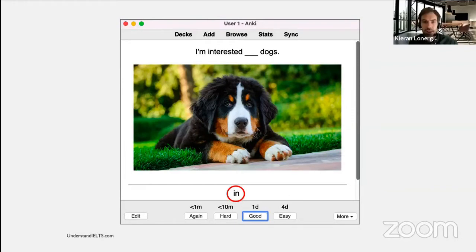If I got that answer correct, I just hit here, good, and Anki will show me that card again in 1 day. As you can see, it says 1D here. And that means 1 day. If it was easy, I click this button and Anki will show me that card again in 4 days. If it was hard, I can click here to see the card in 10 minutes. And if I got the answer wrong, I will repeat the card in 1 minute.